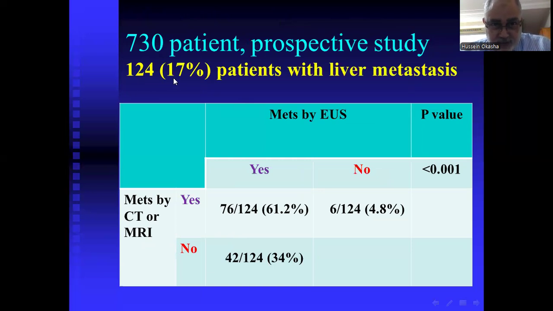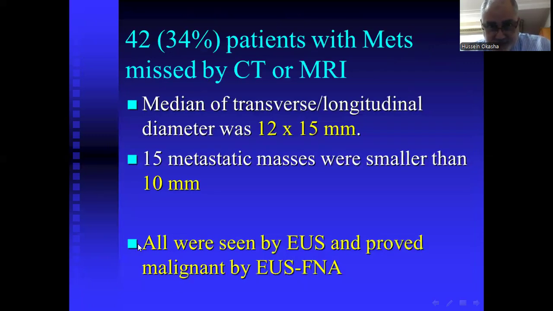124 patients, about 17% of the patients, finally proved to have liver metastasis. 61% of these metastases were seen by endoscopic ultrasound and also well seen by CT and MRI, while 42 patients, about 34% of the patients, were missed by CT or MRI and seen by endoscopic ultrasound, while only 6 patients were missed by endoscopic ultrasound and they were seen by CT or MRI.